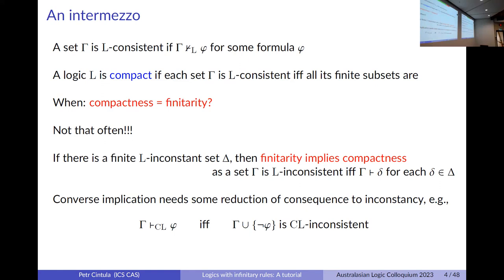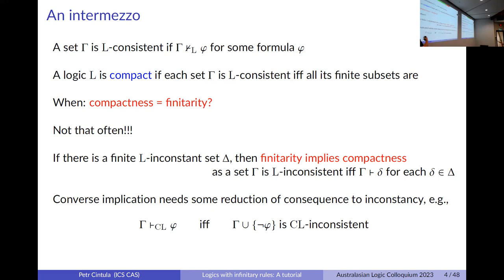A set is consistent whenever it doesn't prove everything. We can discuss at length what consistency is, but let's not go into that for the purposes of this. A logic is compact if the consistency of a set is equivalent to the consistency of all its finite subsets. And of course, compactness is not always finitarity. To get from finitarity to compactness, you need a finite inconsistent set, because then you can translate inconsistency to proving finitely many things. If you have finitary, you can do that. But to do the other thing, you need much more.